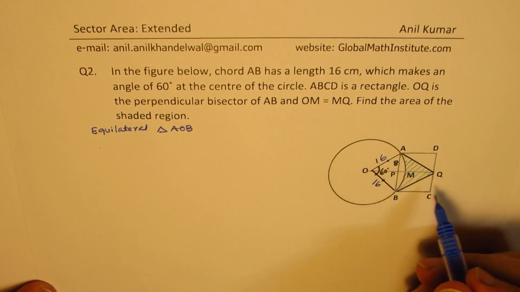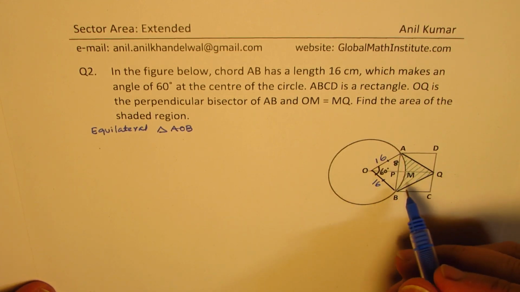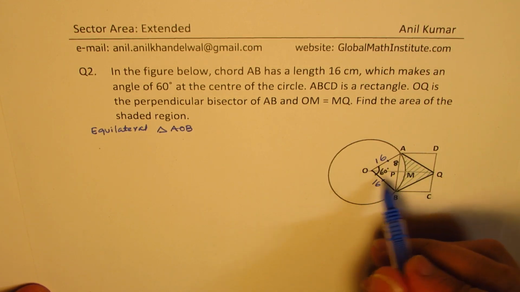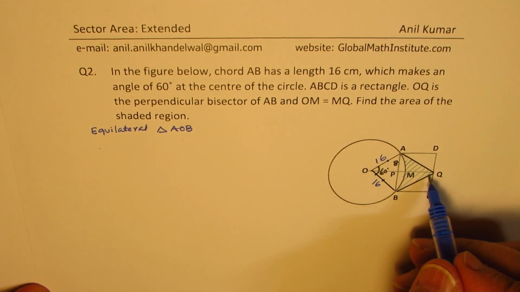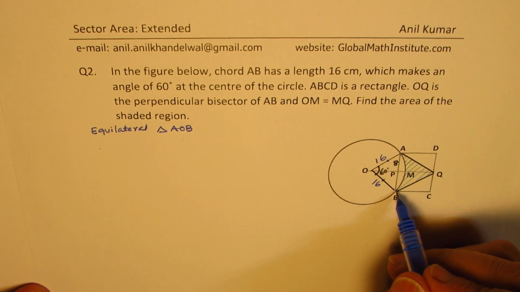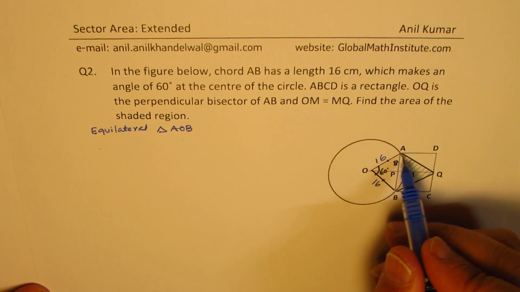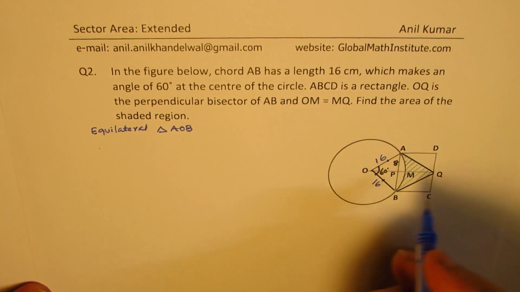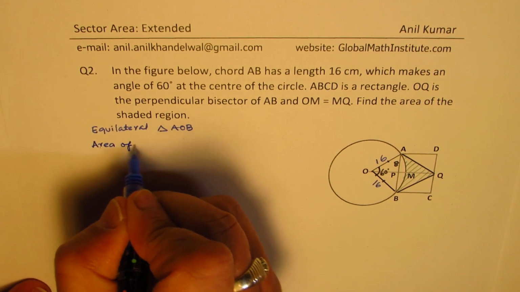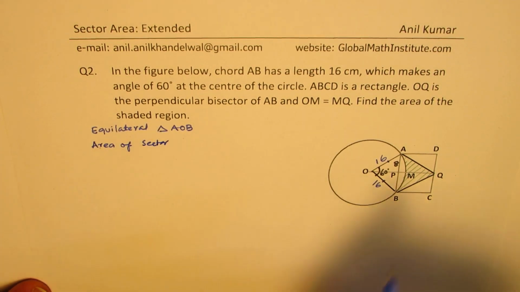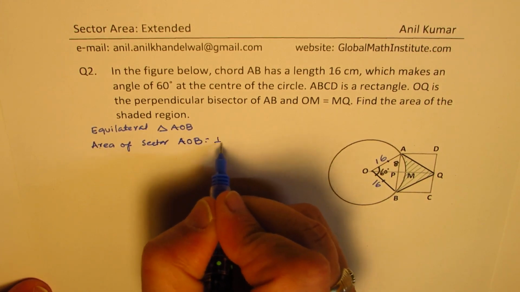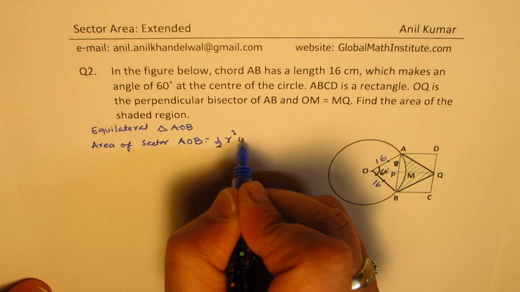I thought I'll be finding the angle, so I wrote 8, but it's not required. So we know these two sides, and now we need to find that area. So how will you figure this out? Clearly, here we have one sector which has to be removed from the big triangle. That's it. So we'll find the area of the sector AOB, which is half r squared theta.